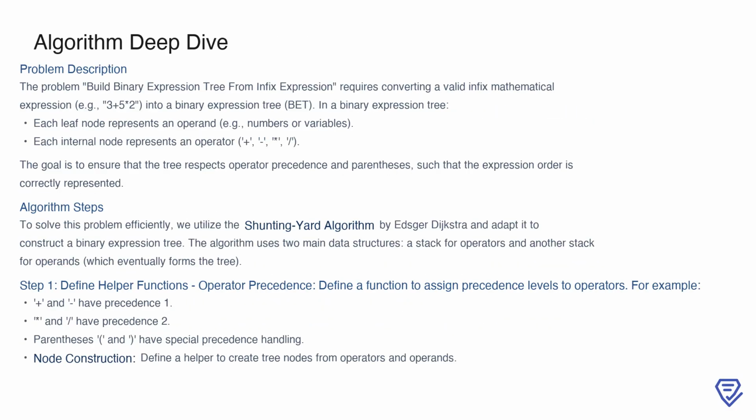The problem, build binary expression tree from infix expression, is all about converting a mathematical expression written in infix notation, like 3 plus 5 asterisk 2, into a binary expression tree. In this tree, the leaf nodes represent operands, such as numbers or variables, while the internal nodes represent operators like plus, dash, asterisk, or forward slash.